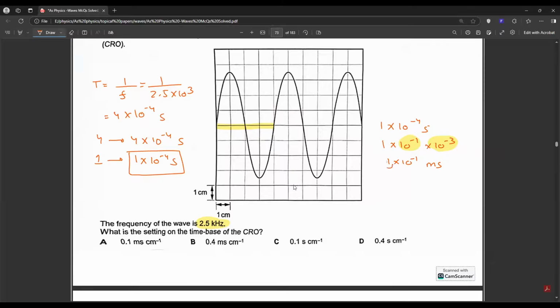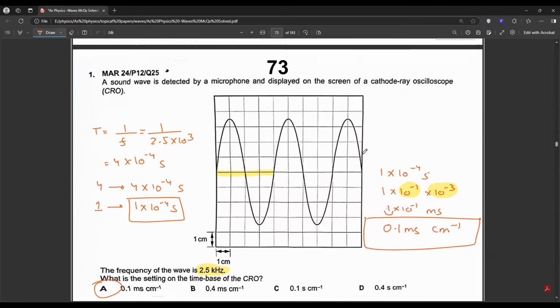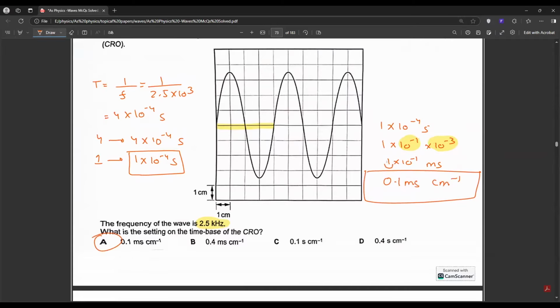What does 10 raised to the power of minus 1 mean? You will take the decimal point one place backward. 0.1 milliseconds is your time base setting. Any answers like that? A is your answer. If I check the answer on the back, 73 has an answer of A. Perfectly correct. Let's further move ahead.